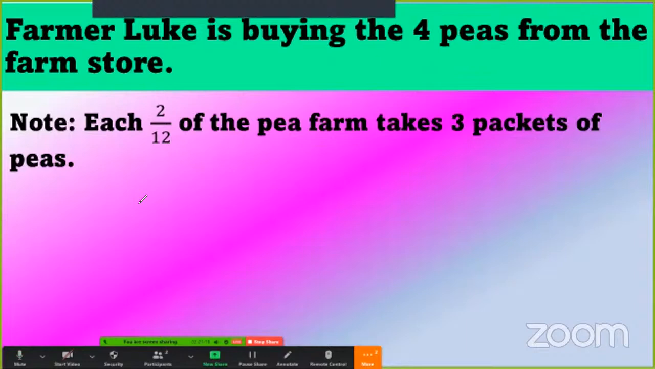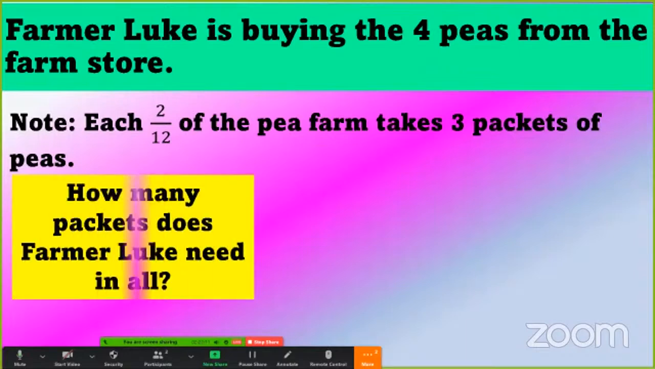All right. So he needs to buy his peas now, and we need to note that 2/12 of the pea farm takes 3 packets of peas. So there are some things that we need to consider. Now, let me clear this off right here. I want you to go ahead and determine then how many packets of peas Farmer Luke will need in all. How many packets of peas will Farmer Luke need in all?